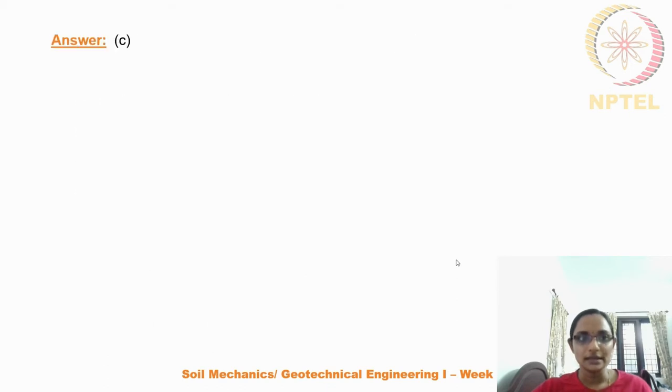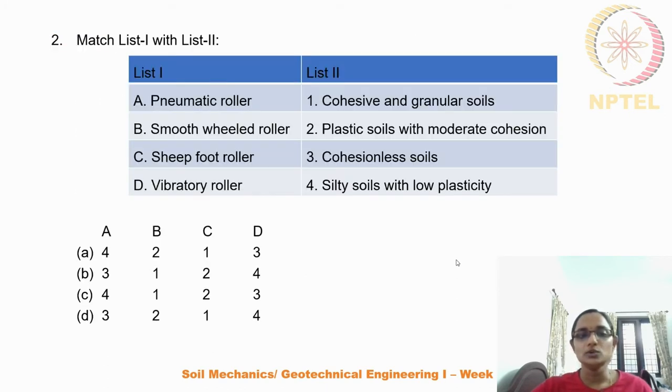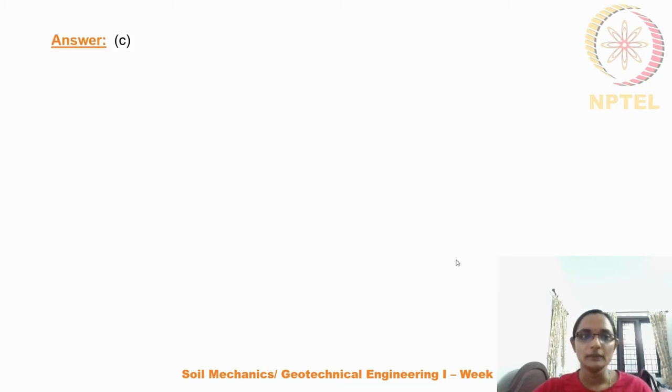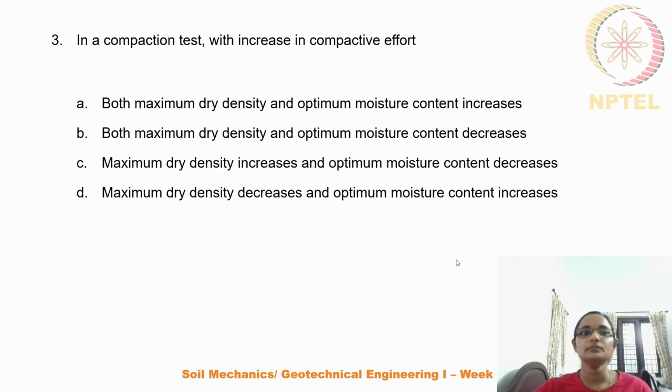Yes, answer is C. That means pneumatic roller is used for silty soils with low plasticity. Smooth wheeled roller is for cohesive and granular soils. Sheep foot roller for plastic soils with moderate cohesion. And vibratory rollers are used for cohesionless soils. So this is there in the lecture videos as well, in the downloadable notes as well. Okay. So we'll move on to the next question.